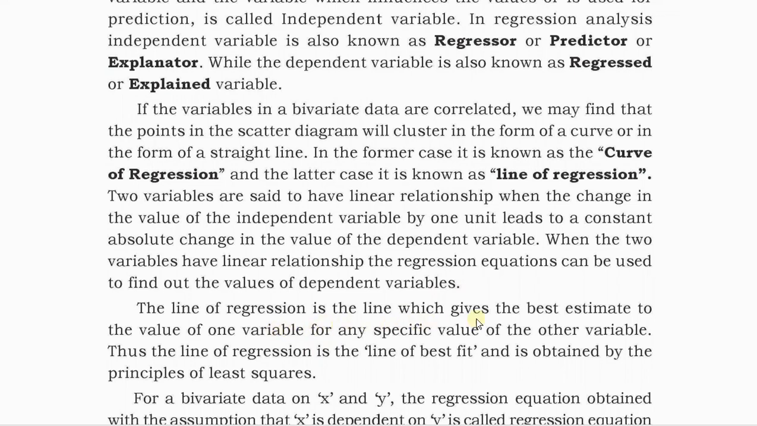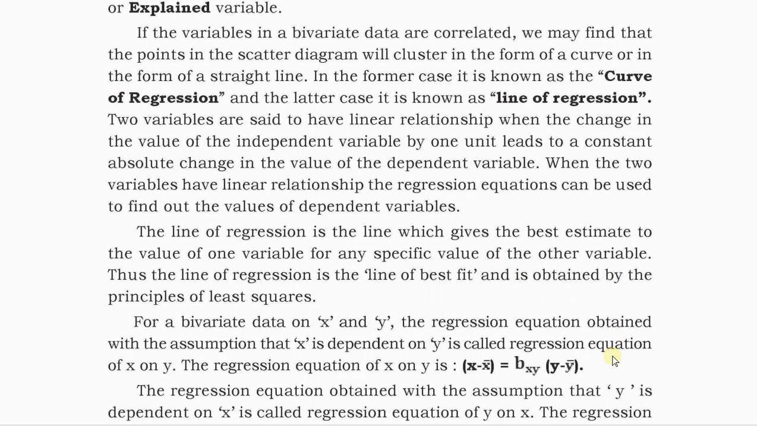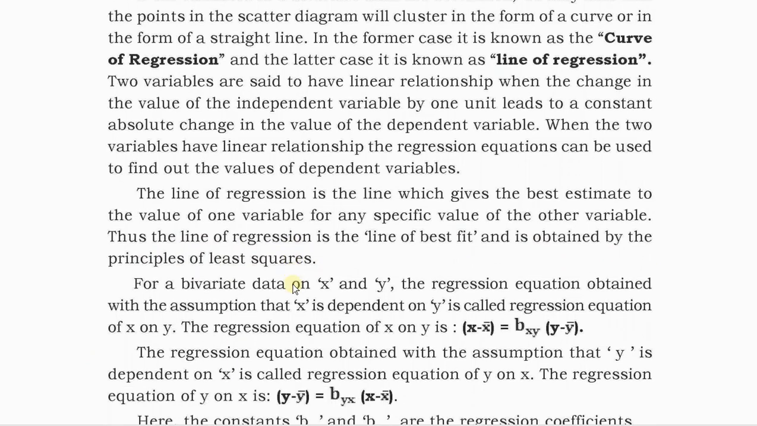The line of regression is the line which gives the best estimate to the value of one variable for any specific value of the other variable. Suppose you have the variable x and the variable y. For a given value of y, you want to find the value of x. So here y is the independent variable and x is the dependent variable. So you are trying to find x based on y. Thus the line of regression is the line of best fit and is obtained by the principle of least squares. Now let us look at how many lines there are here.